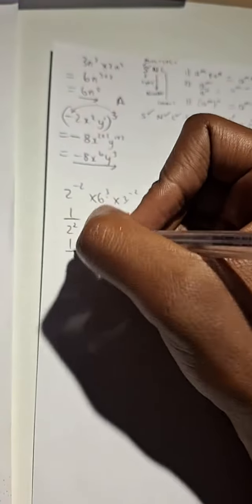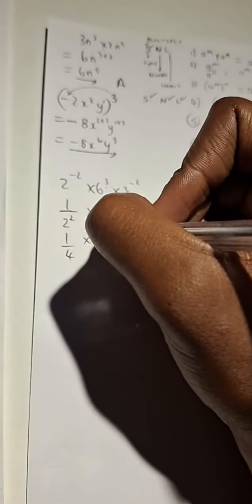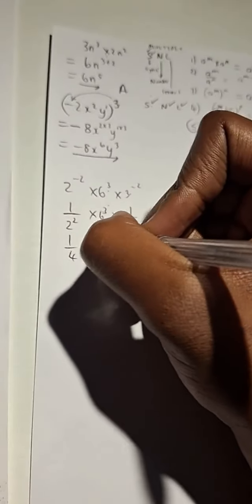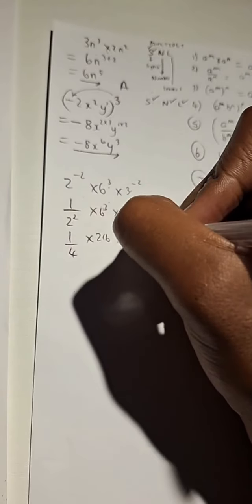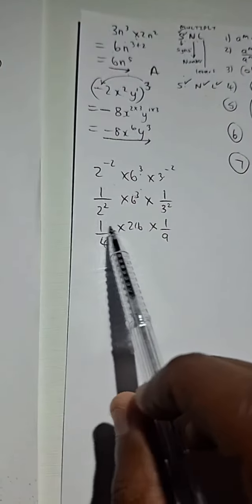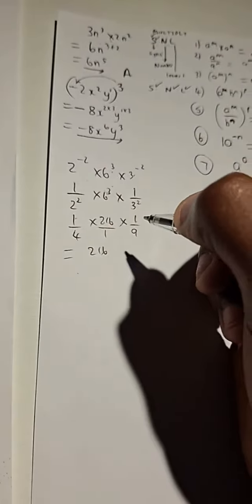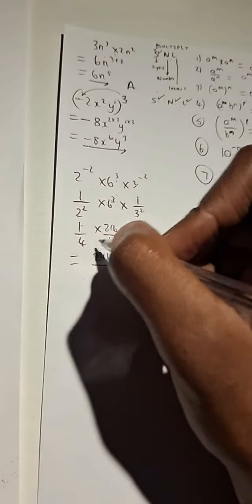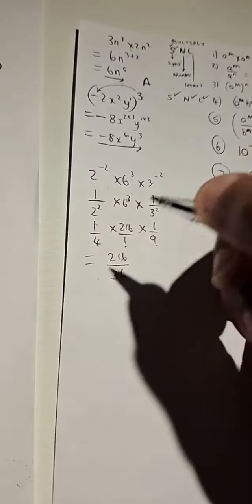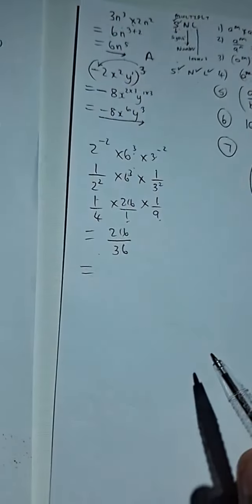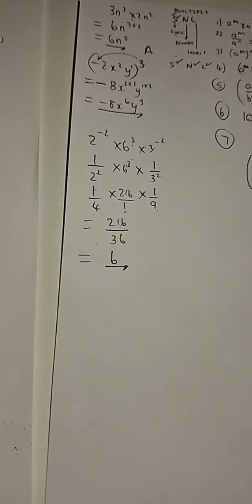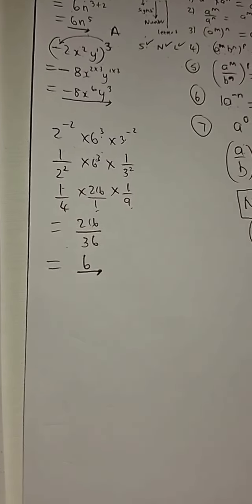Maybe someone else would do it this way. Then they would say 1 over 2 squared, which is 1 over 4. What's 6 to the power 3? Depending on who you are, you would say 216, and then 1 over 9. Now you grab your calculator, very easy. So you have 1 times 216 times 1, which is 216 over 1. And 4 times 1 times 9 is 36. You punch this in. What's 216 divided by 36? You get an answer of C. Very simple, very straightforward, to the point.